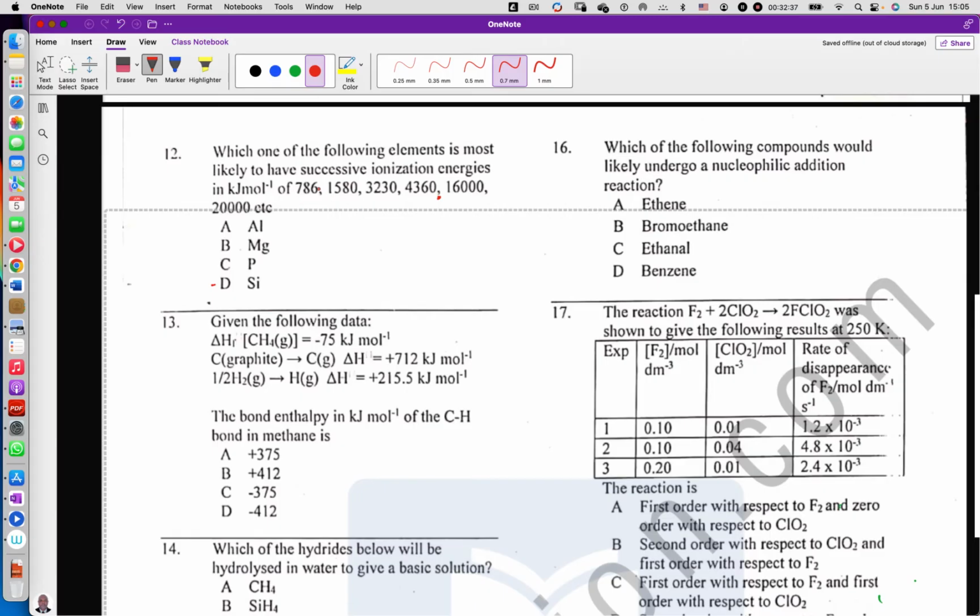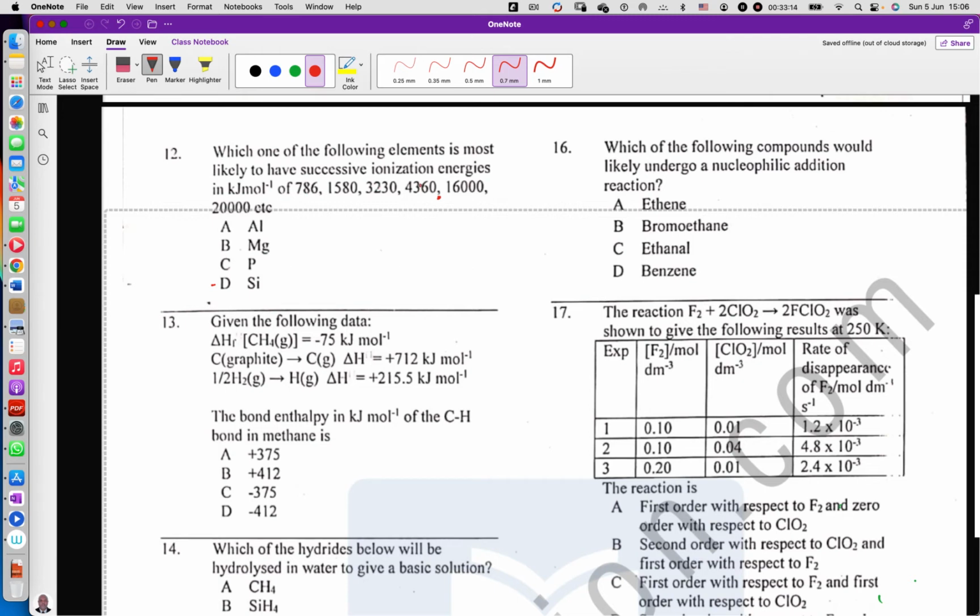You have 7.86, 1,580, 3,000. There's not too much of a gain there. 4,306. Now there's a big jump here. After 4 ionization energies there's a big jump at number 5, implying that number 5 and number 6 are from a different energy level. So 1, 2, 3, 4.